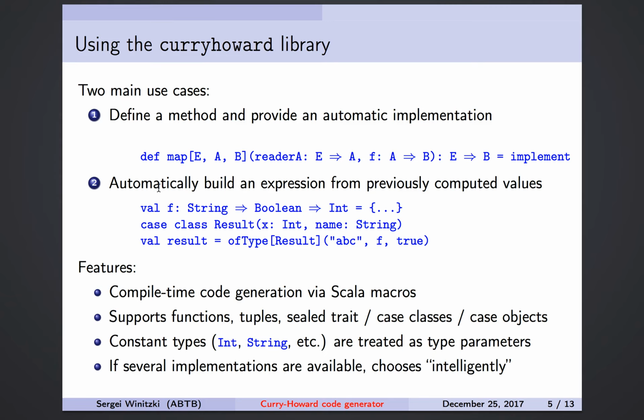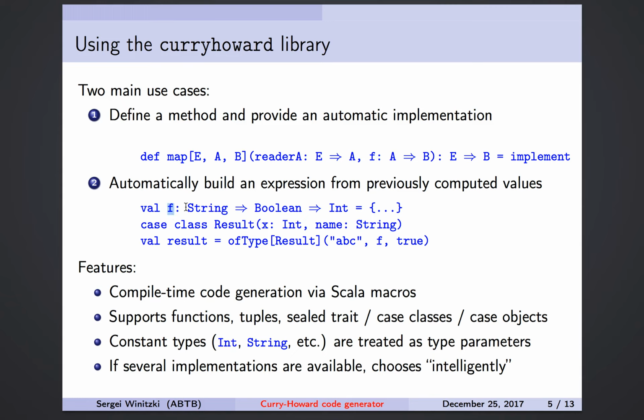The second use case of the curryhoward library is to use the function called ofType. Now this function needs to be provided with a specific return type, and it can also get arguments of specific values of some arbitrary types. It performs the same thing. So imagine we have some computation here, and we can build the expression out of parts in only one way, essentially. Here's an example, a little contrived example, but a simple one.